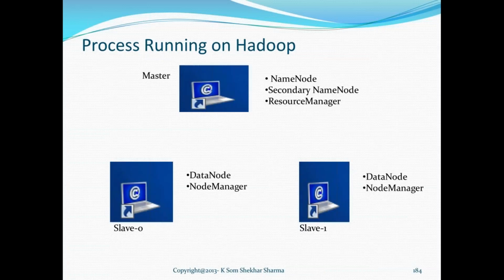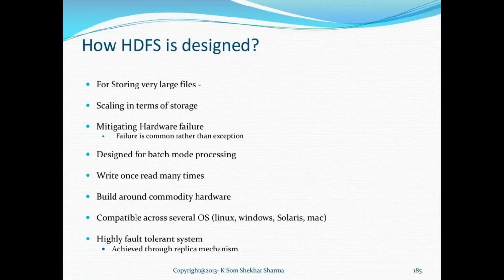So that's what in the master machine you have name node, secondary name node, and resource manager, and in the slave machines you have data node and node manager.